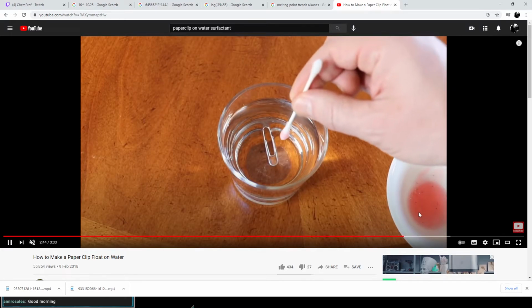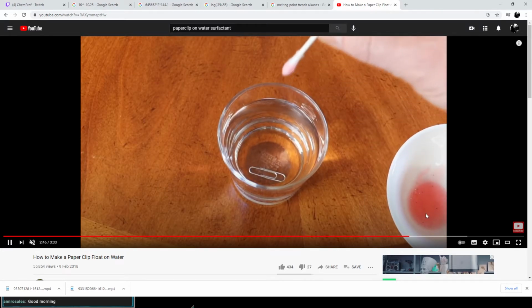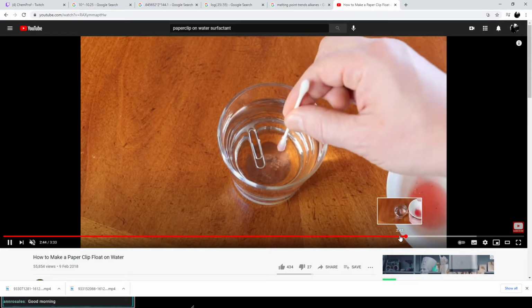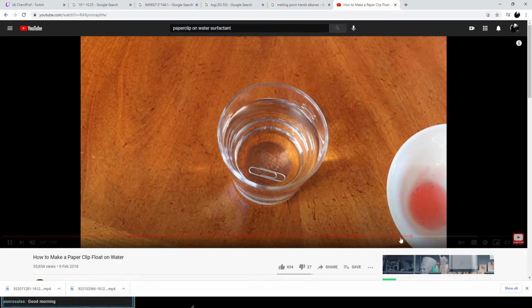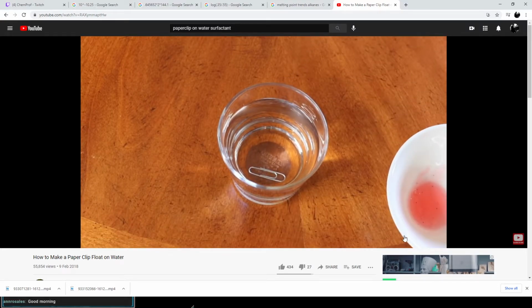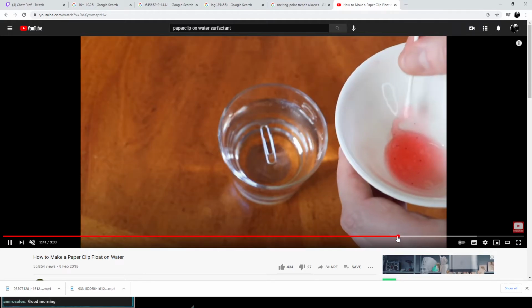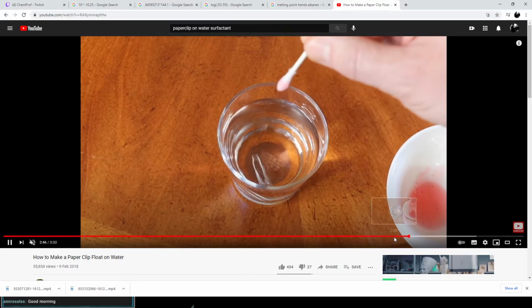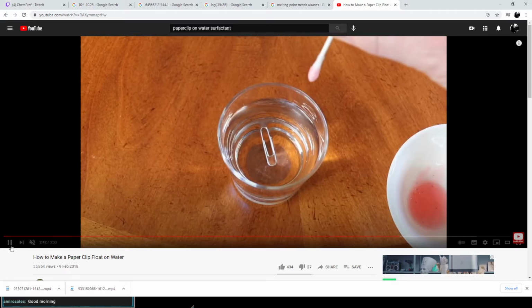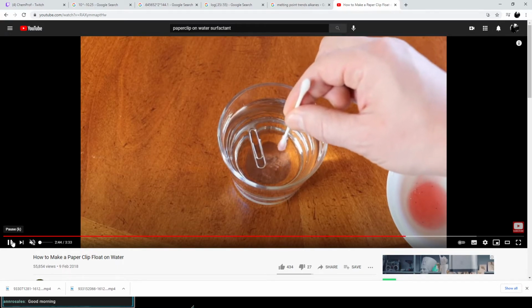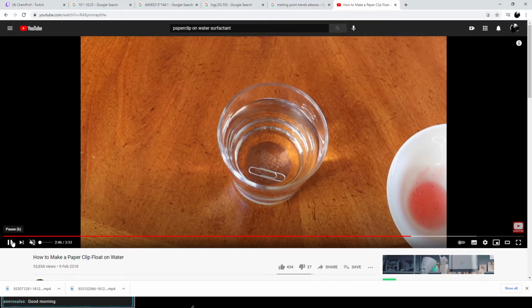Let's see what this guy's doing now. Okay, he's got some soap in there. And notice immediately, as soon as he put the soap in, what happens? Paperclip sinks. So just one more time. Paperclip sinks. And actually, I think right there you can really also see the distortions of the water really easily as well. And so in goes the soap, down goes the paperclip.